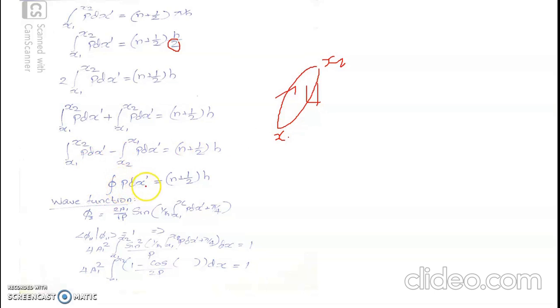So closed integral p dx equal to, there is no modification for the right side other than the vanishing of these two. So all these terms will have the same right side, n plus half h. For closed integral p dx equal to n plus half h, this is the result that we obtain for the bound state.